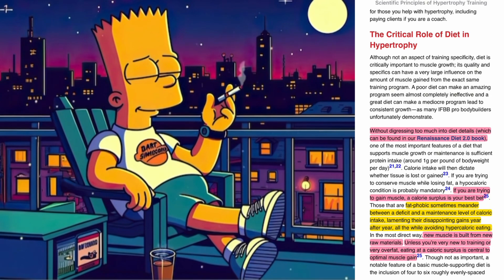Eating at a caloric surplus is central to optimal muscle gain. In the most direct way, new muscle is built from new raw materials. Unless you're very new to training or very over fat, that's a nice way of saying obese or just a fat ass, eating at a caloric surplus is central to optimal muscle gain.